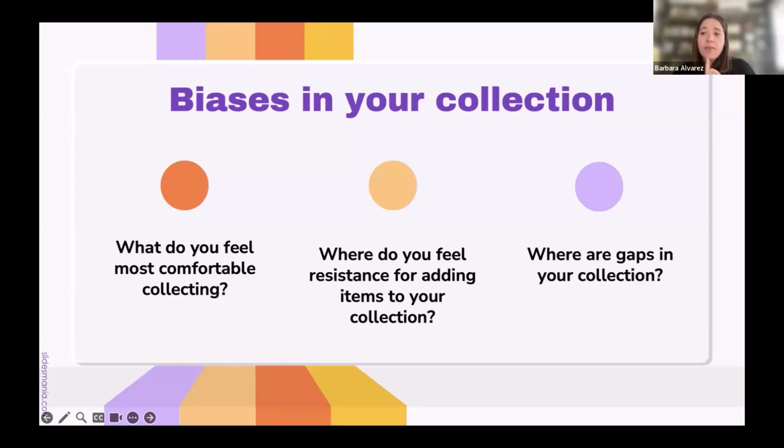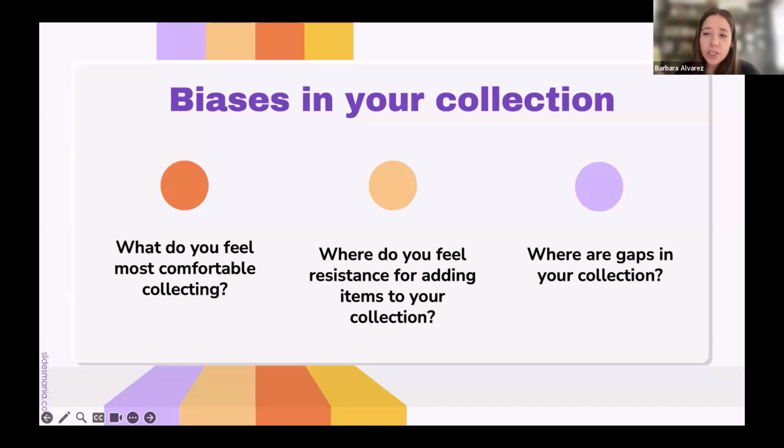You could also think to yourself, what do we as an institution feel most comfortable collecting? And what do we as an institution feel the most resistance in adding? There's no right or wrong answers here. This is not to make anybody feel bad about themselves or judge their organization. This is simply to understand what the potential gaps in our collection are, and whether it's just because we're overlooking things.